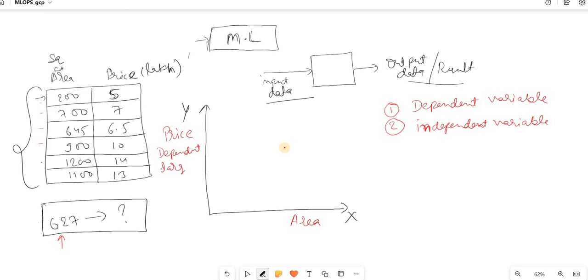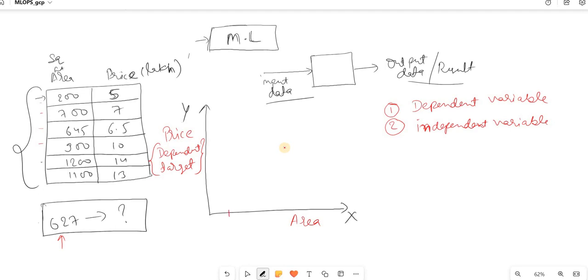These are the names people use in the machine learning or AI industry: dependent feature, target feature, or the y feature. And the independent feature, by the name it is clear, means there is no dependency on those columns. So here, let me plot this.